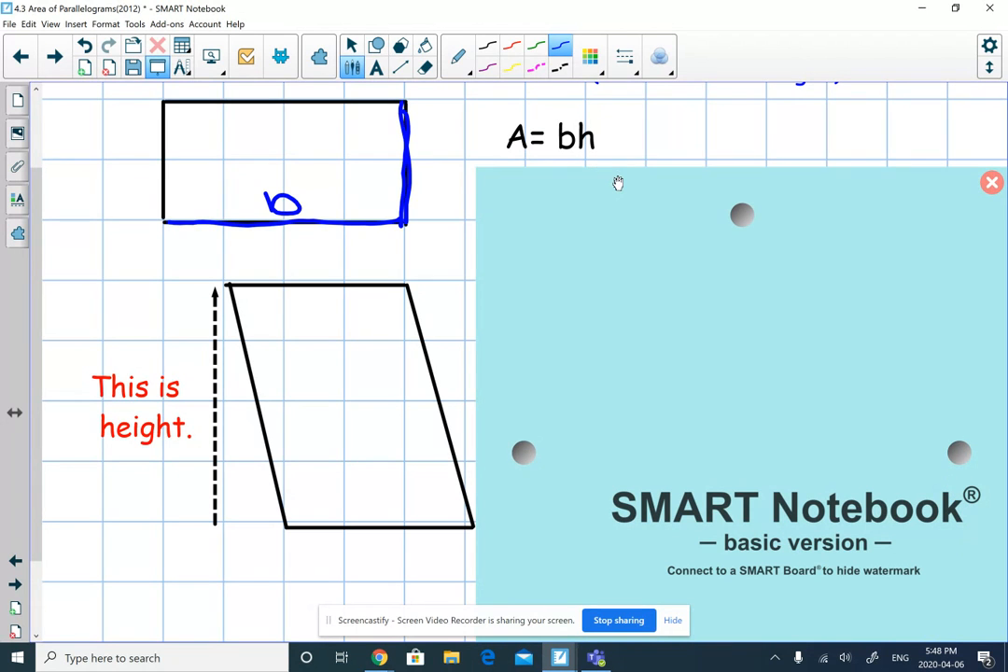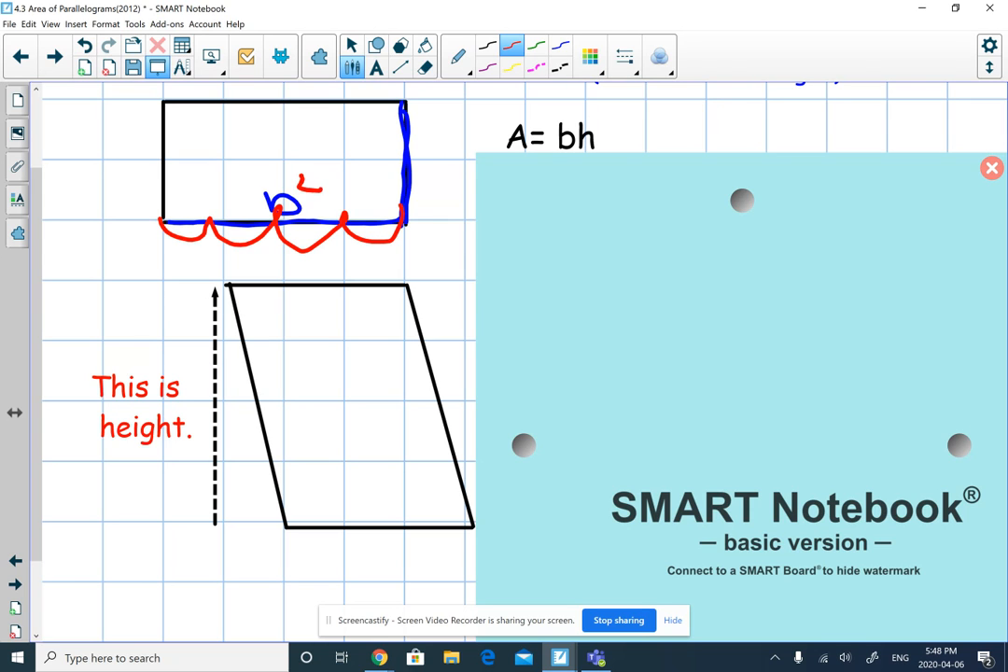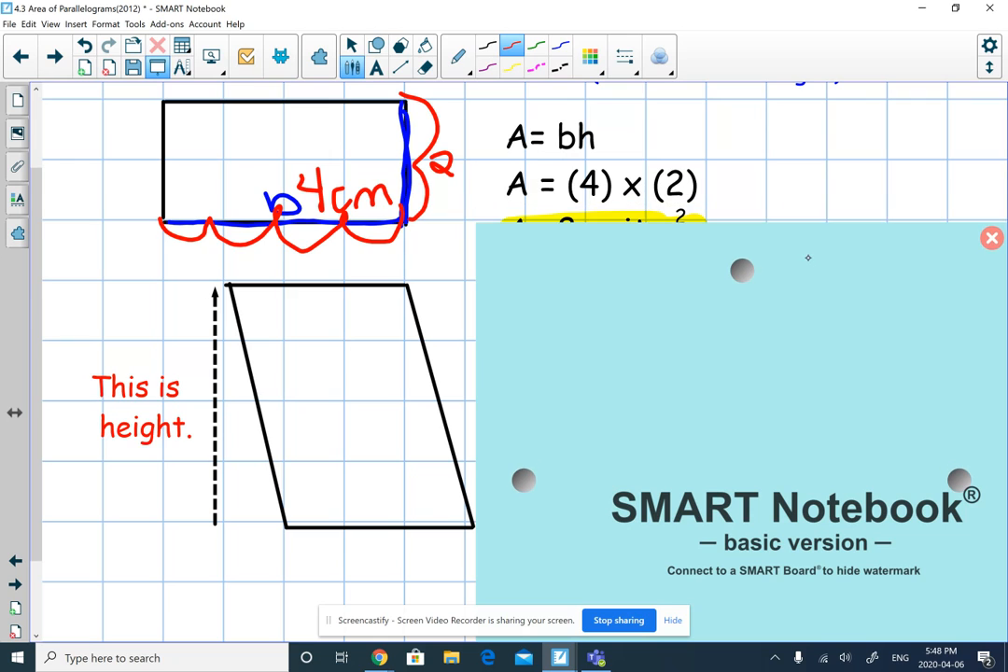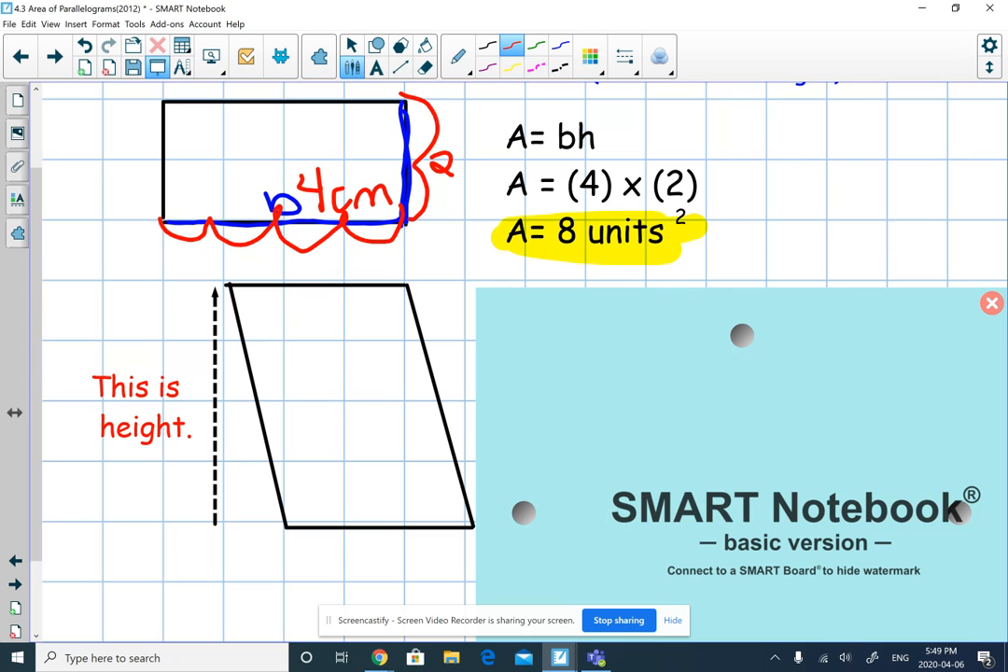So if I was looking at this rectangle right here, there is a 1, 2, 3, 4 centimeter base and a 2 centimeter height. So base times height, that would mean 4 times 2, which would give me 8 square centimeters, or 8 units squared. Okay, now for this one, we have 1, 2, 3 centimeters for the base.